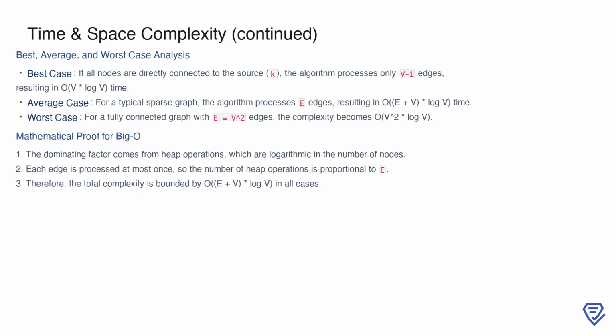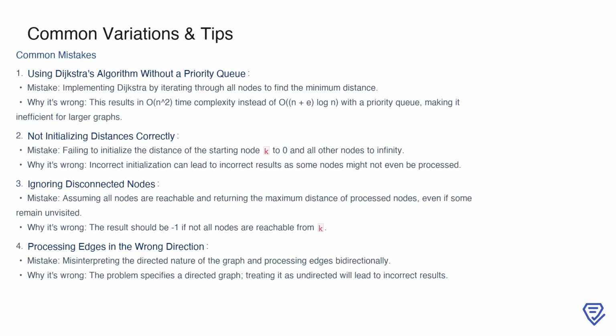In the worst case scenario, such as a fully connected graph with e equals v squared edges, the complexity grows to v squared log v. The mathematical justification for the big O notation lies in the dominance of heap operations, which depend on the logarithmic factor of the number of nodes. Since each edge is processed at most once, the overall complexity remains bounded by e plus v log v, regardless of the specific case. When solving the network delay time problem, there are some common mistakes you should avoid.